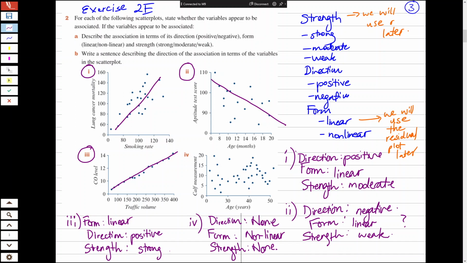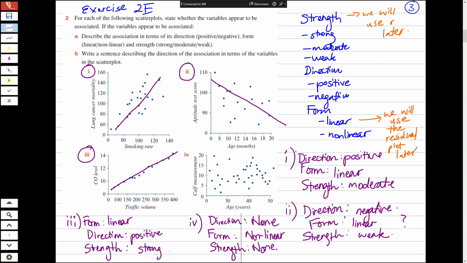Okay, who didn't like this? I don't like this because it's too subjective. I can't look at a picture and say, is that weak or is this moderate? Because you've got a scale that's different as well. If I scale this differently, the points will look further or nearer to the line. What I want, which is coming soon, is a more precise way to decide whether the strength is strong, moderate, or weak, and whether the form is linear or non-linear. Because right now, I'm just using intuition looking at the graph, and intuition is not repeatable across different people. We will all have different judgments.